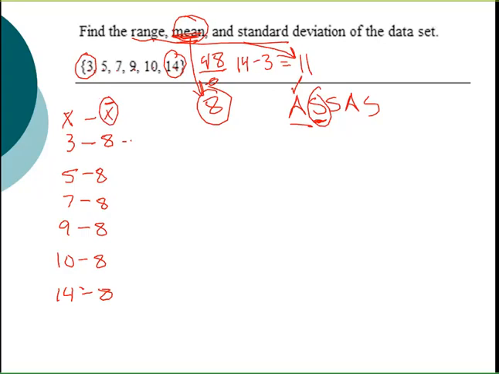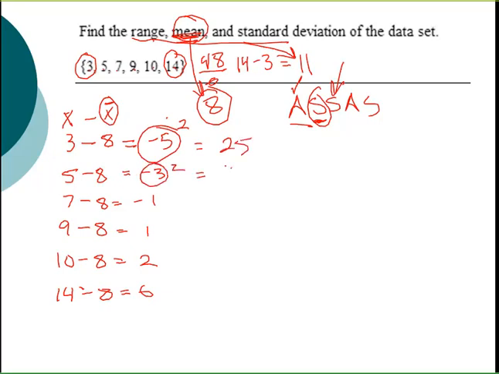And then you're going to get positive and negative numbers. It doesn't really matter that they're negative, but anyway, I get negative 5, negative 3, negative 1, 1, 2, and 6. All right, then I do the next step. This S stands for square. I'm squaring these results. Take this, square it, and I get 25. Take this, square it, and I get 9. Take this and square it, and I get 1. Take this one, square it, and I get 1. Take this one, square it, and you get 4.